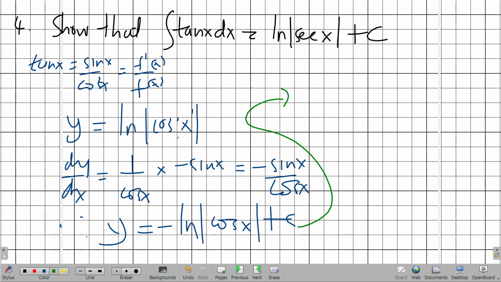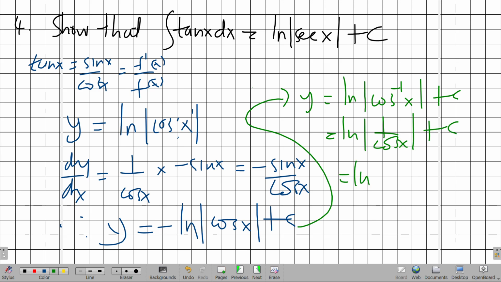But what you can do is to check this negative here. If you remove it there, applying the natural log, this is going to be equal to natural log of cos to the power minus x plus c, whereas this is natural log of 1 over cos x plus c, which is basically sec x plus c. Sure. All right, that's how the reverse chain rule works.